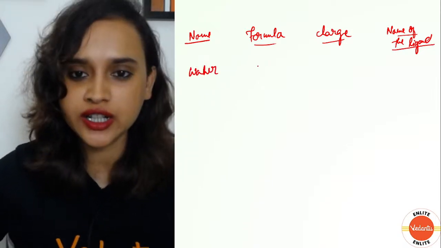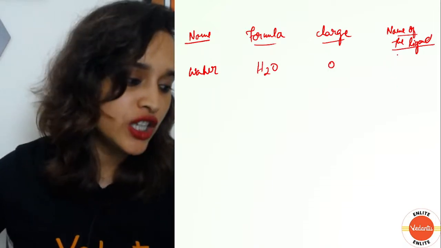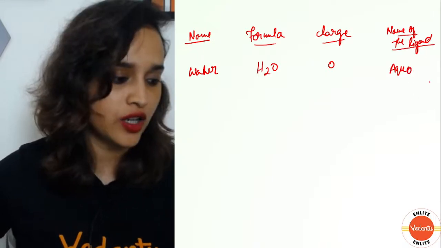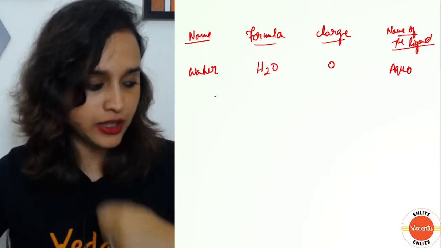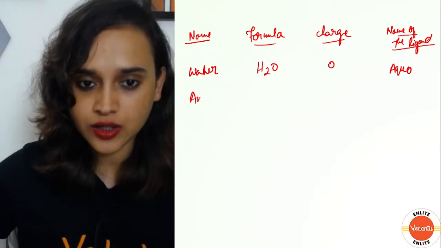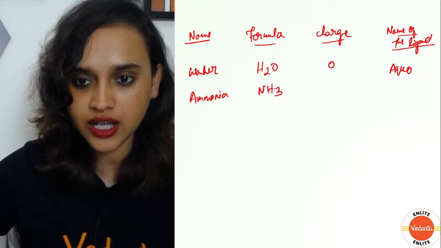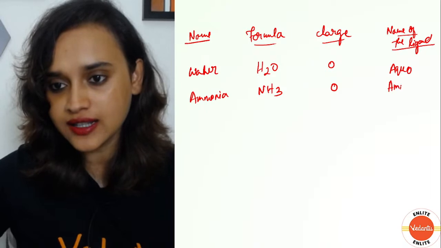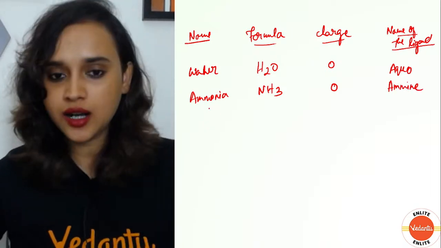What is water? The formula is H2O. Now what is the charge? Zero. There is zero charge in water, okay? You can write it down as aqua. All right, everybody? Now make this table, everyone. It's going to be very, very necessary. After water, let's write ammonia. Ammonia is NH3. What charge does it have? This also has zero charge. Yes, you can write it as ammine, okay?